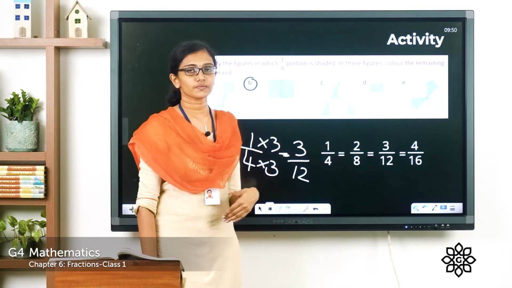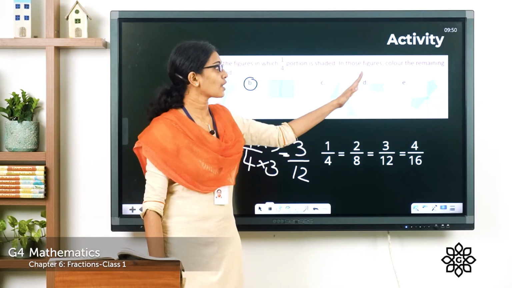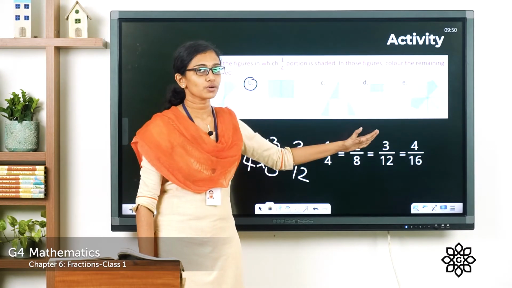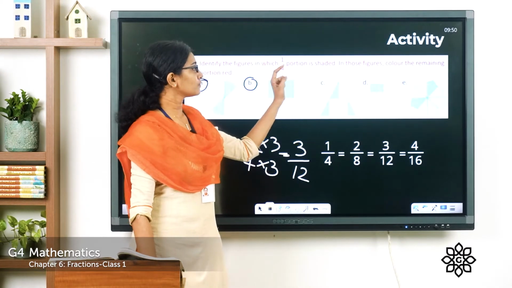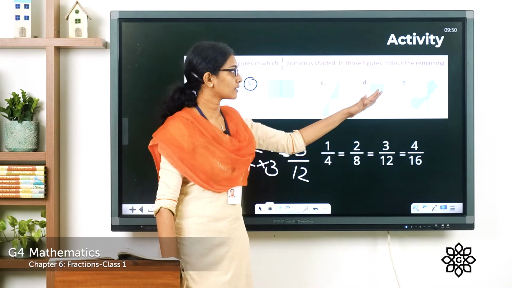So what is the fraction of the colored part in this case? It is 1 by 8. And that is also not an equivalent fraction of 1 by 4. So let's leave that one as well.